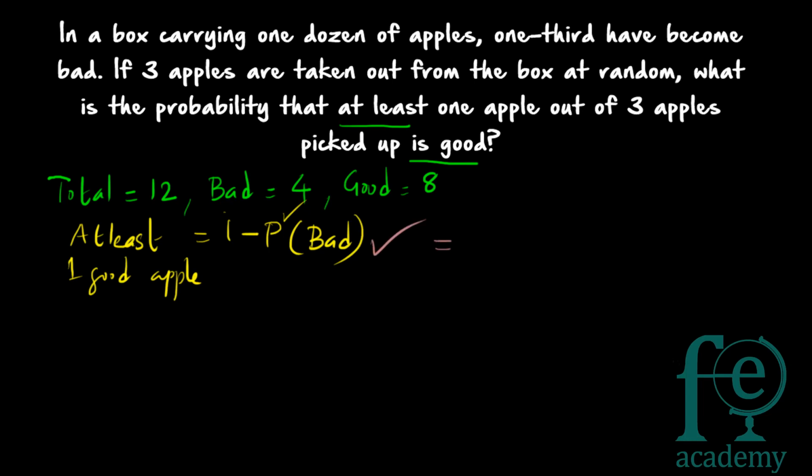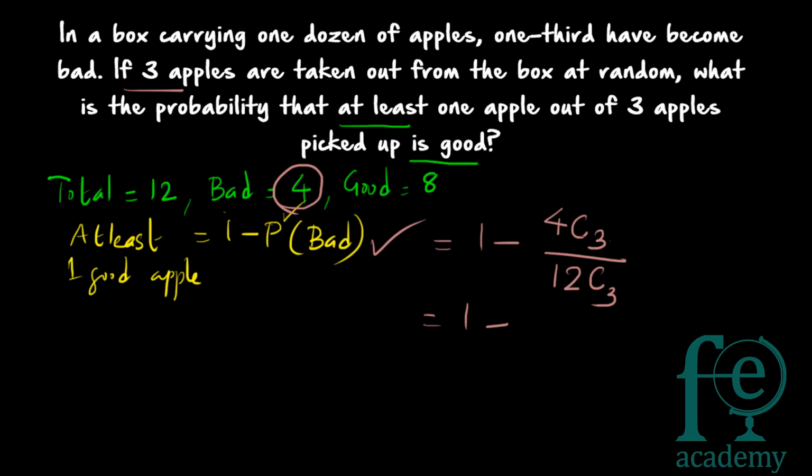So what is the probability of getting all the apples as bad? You know there are 4 bad apples and you have to pick up 3 from that. So the number of outcomes will be 4C3. So out of 4 apples you have to pick up 3 apples, and in total you have 12C3 outcomes possible. 12 apples are there in total, you have to pick up 3 apples. So 4C3 means, okay, then here you can cancel out.